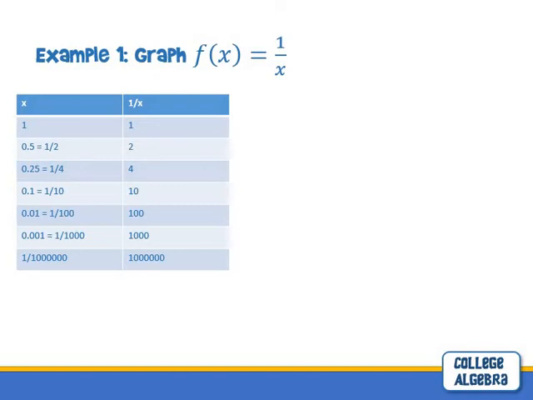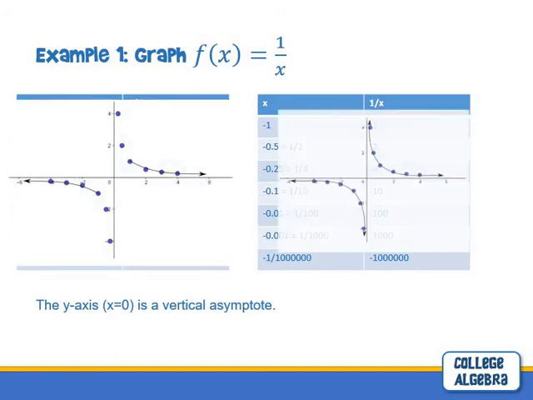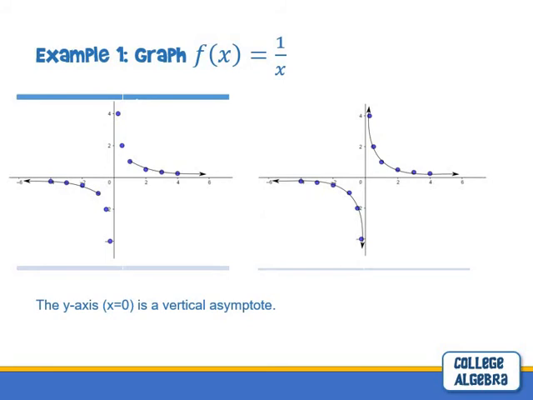It goes off to infinity or negative infinity. On the negative side, same thing happens, but the numbers are all negative. The graph's going toward negative infinity as we approach 0 from the negative side. So the y-axis, in this case, is a vertical asymptote, a vertical line that the graph is approaching. So we could fill in some of those points and finally fill in the graph.